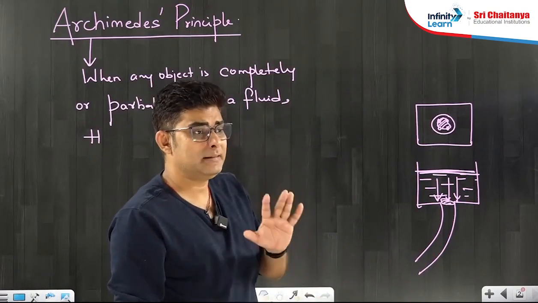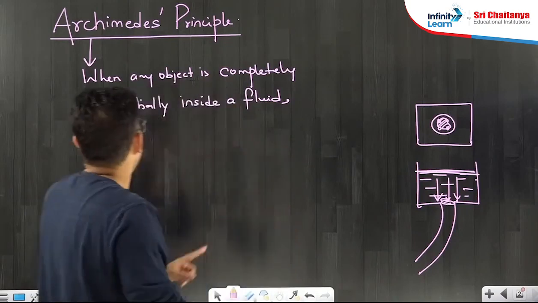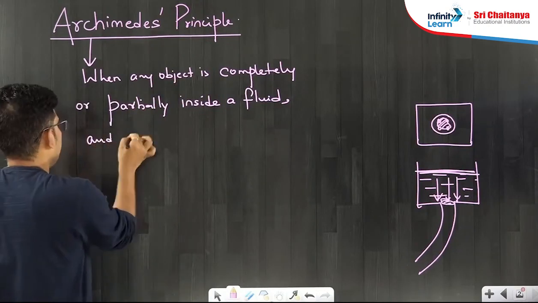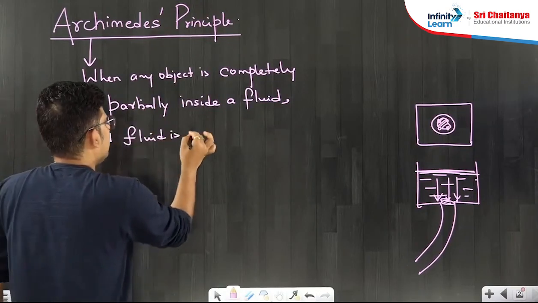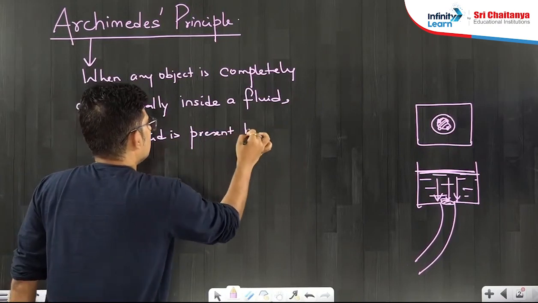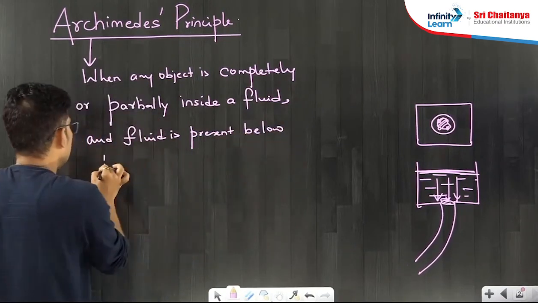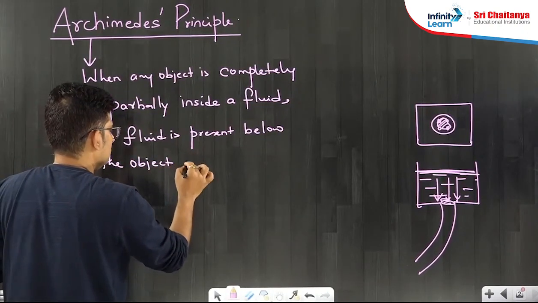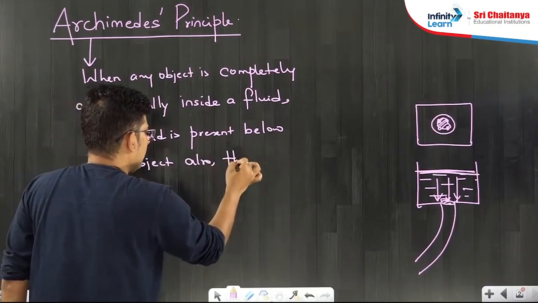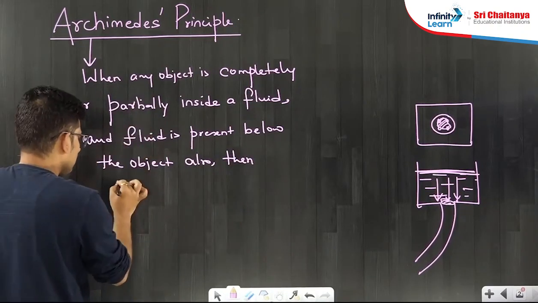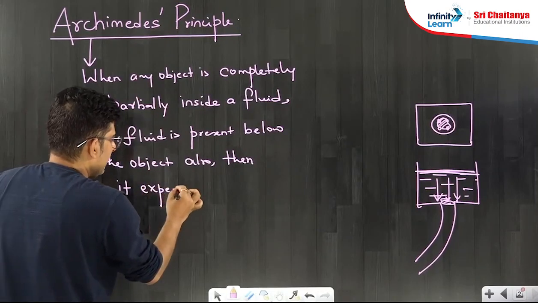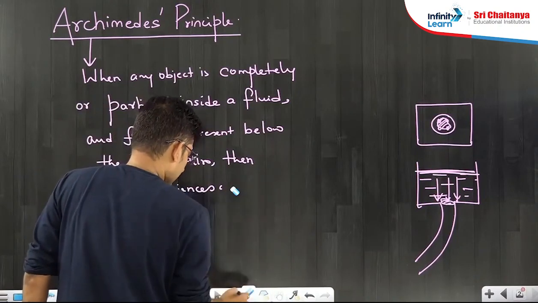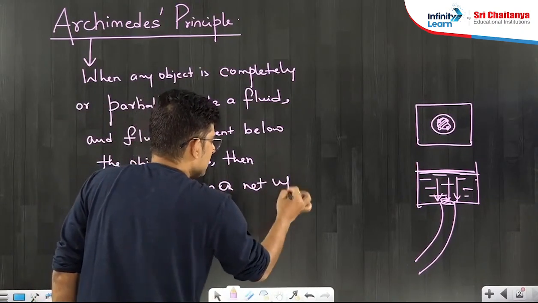So that means for buoyancy, when an object is completely or partially immersed in a fluid and fluid is present below the object also, then it experiences a net upthrust.